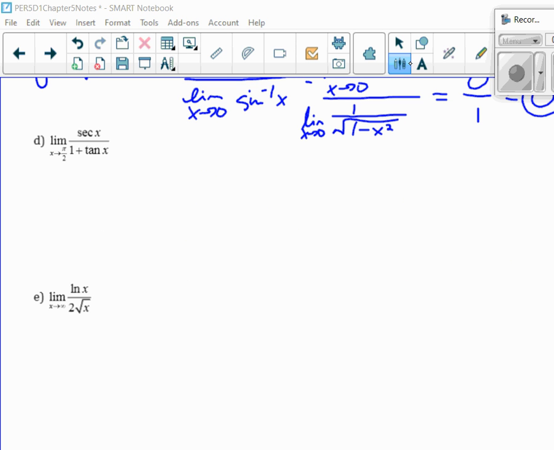Okay, so if I put pi over 2 in, I get secant of pi over 2. Secant is the reciprocal of cos. Cos of pi over 2 is 0. If I reciprocate 0, I get 1 over 0, and so that's not 0, it's undefined, right? So 1 plus tan x, tan of pi over 2 is what? 1 over 0. Yeah, so you can't even do L'Hopital's rule the way it's written.